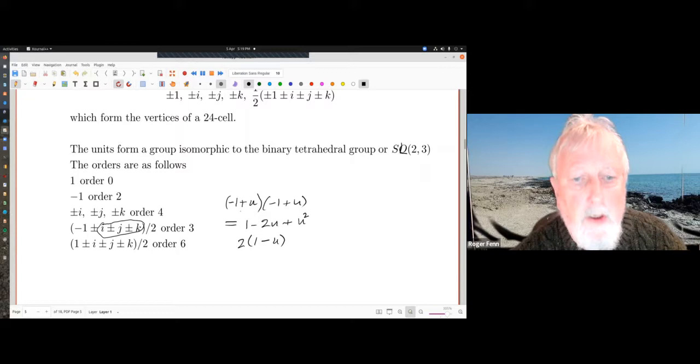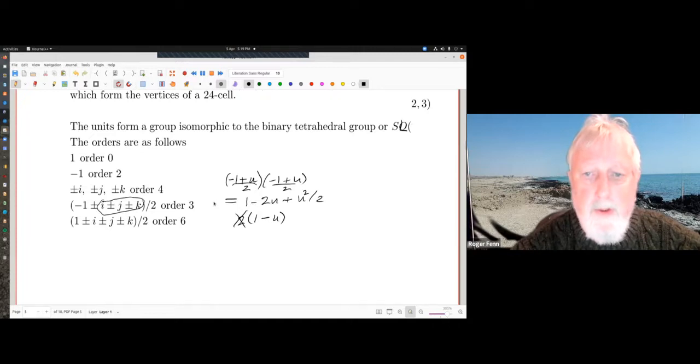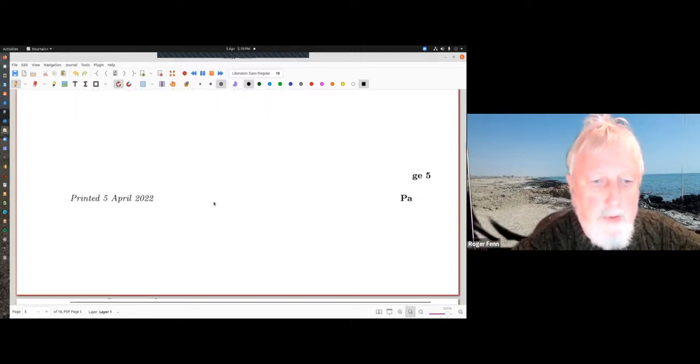So this is 2 into 1 minus u, but I should have put in a half here, so that would be a quarter, so it's over 2, and so this is 1 minus u. You can see how it's going. I've changed minus 1 plus u into 1 minus u, which is the negative of this, so you can see how it's going to be of order 3, and in fact with 1 there you get order 6. So that was a little digression onto multiplying quaternions.